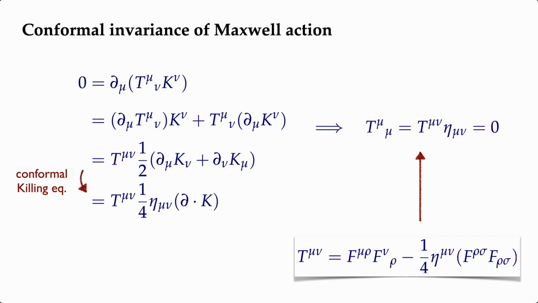The conserved currents for the conformal transformations are again given by the product of the energy momentum tensor and the k vector. Now the list of k vectors includes dilatation and special conformal transformation. The conservation laws and the conformal Killing equation together imply that the trace of the energy momentum tensor must vanish. It is a general fact that must be true for any conformally invariant field theory. For the Maxwell field, even if you know nothing about conformal symmetry, you can easily show that the trace vanishes.